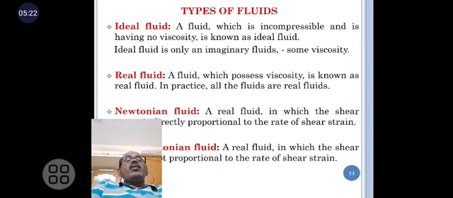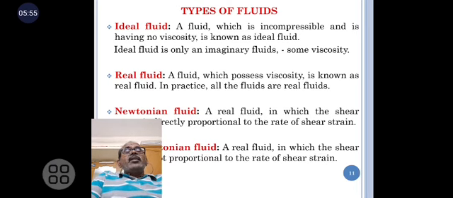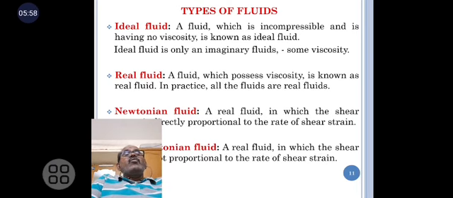A Newtonian fluid is a real fluid which obeys Newton's law of viscosity, that is shear stress is directly proportional to the rate of strain. All other fluids come under the category of non-Newtonian fluid, a real fluid in which the shear stress is not directly proportional to the rate of strain. Toothpaste and slurries come under this category of non-Newtonian fluid.